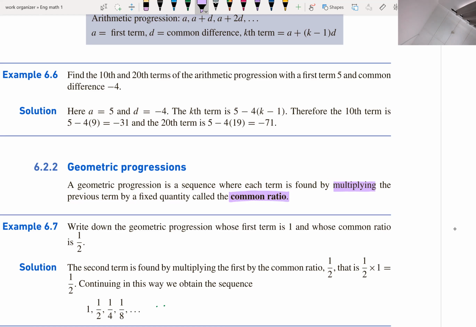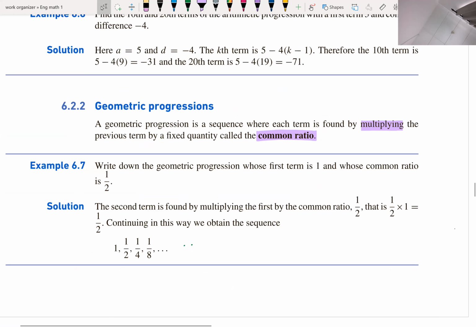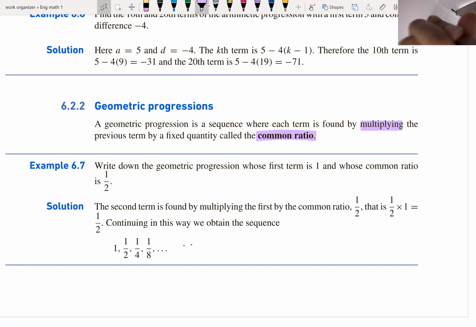So we see for example 6.7. The question is, write down the geometric progression whose first term is 1 and the common ratio is 1/2. Let's highlight the main keywords here: the first term is given as 1, and the common ratio is 1/2.